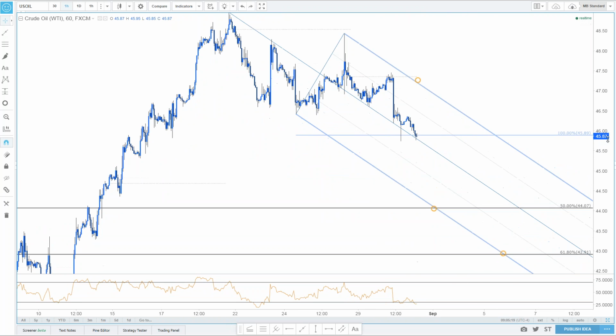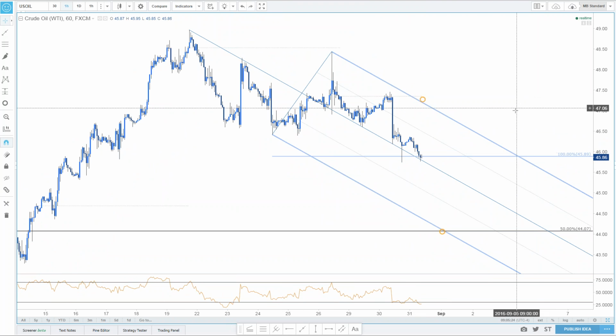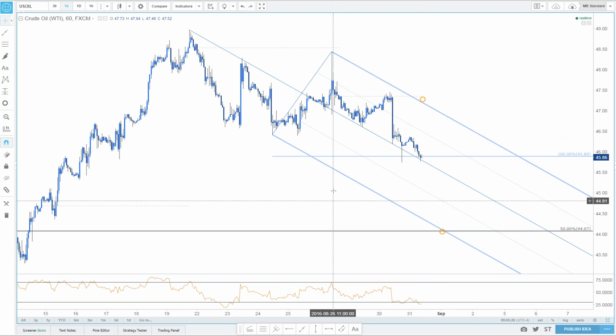So here's the hourly chart if you want to keep this for your reference here near term. Some levels sort of to keep in mind.